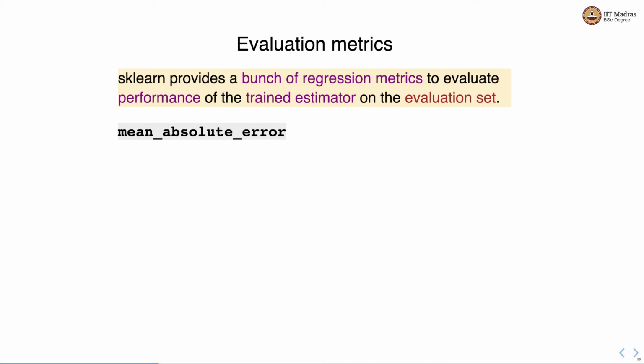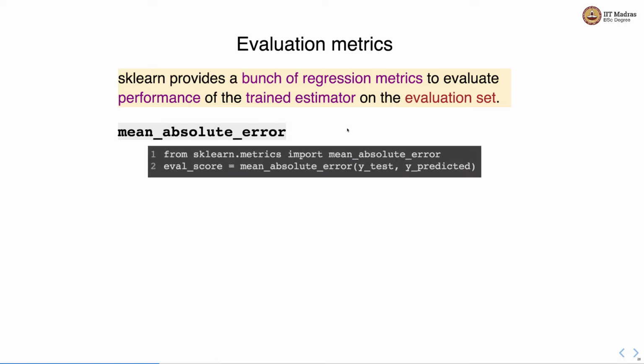The first one is mean absolute error. All these metrics are implemented as part of the sklearn.metrics module. We can import these metrics one by one. So from sklearn.metrics import mean_absolute_error, and we calculate mean absolute error by supplying the actual labels and the predicted labels. This function would return the score, that is the mean absolute error between the predicted values and the actual values.